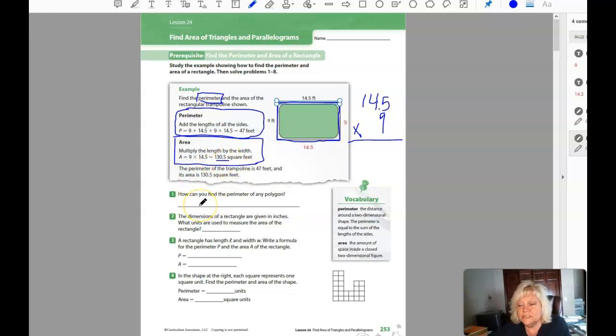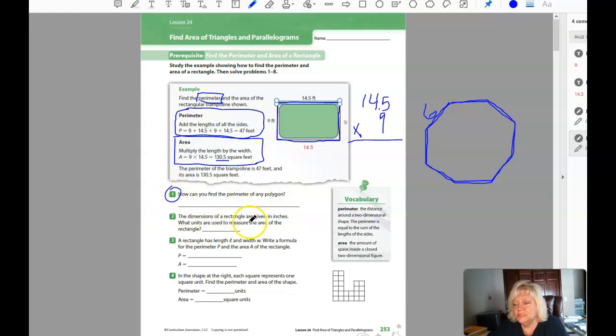So now, question number 1. How can you find the perimeter of any polygon? Any polygon. So if I had a polygon that was like this, and I told you that the sides all measured 6, how could you find that? Well, you would know that this side is 6, this side is 6, this side is 6, this side is 6. Remember, take a walk. It'd be 6 plus 6 plus 6 plus 6 plus 6 plus 6 plus 6 plus 6. That's how you could find the perimeter of any polygon. So fill out your answer to this one.